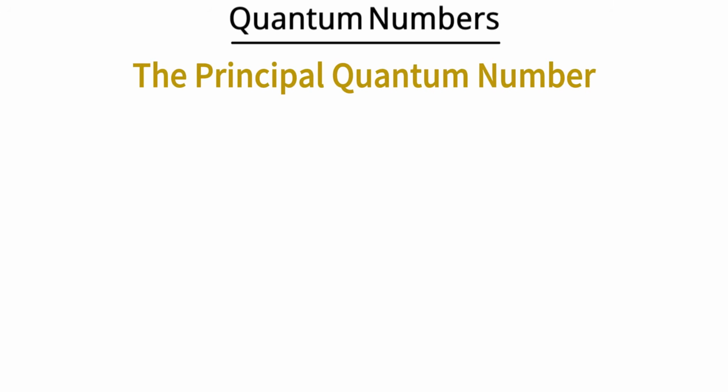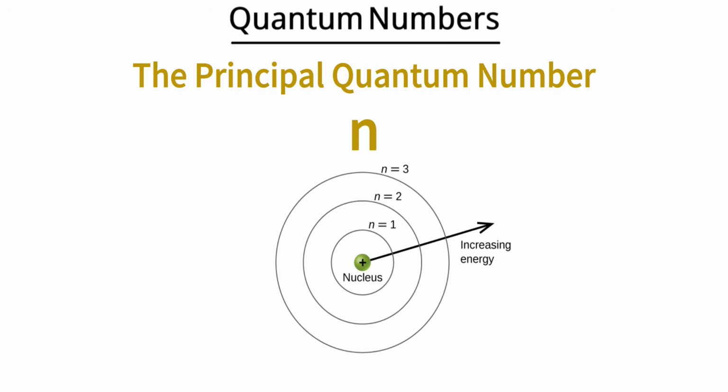in the atom. The first quantum number is the principal quantum number, represented by n. The principal quantum number describes the main energy level, also called the shell, where the electron is found. It tells us the size and energy of the atomic orbital. The possible values of n are positive whole numbers, 1, 2, 3, 4, and so on.